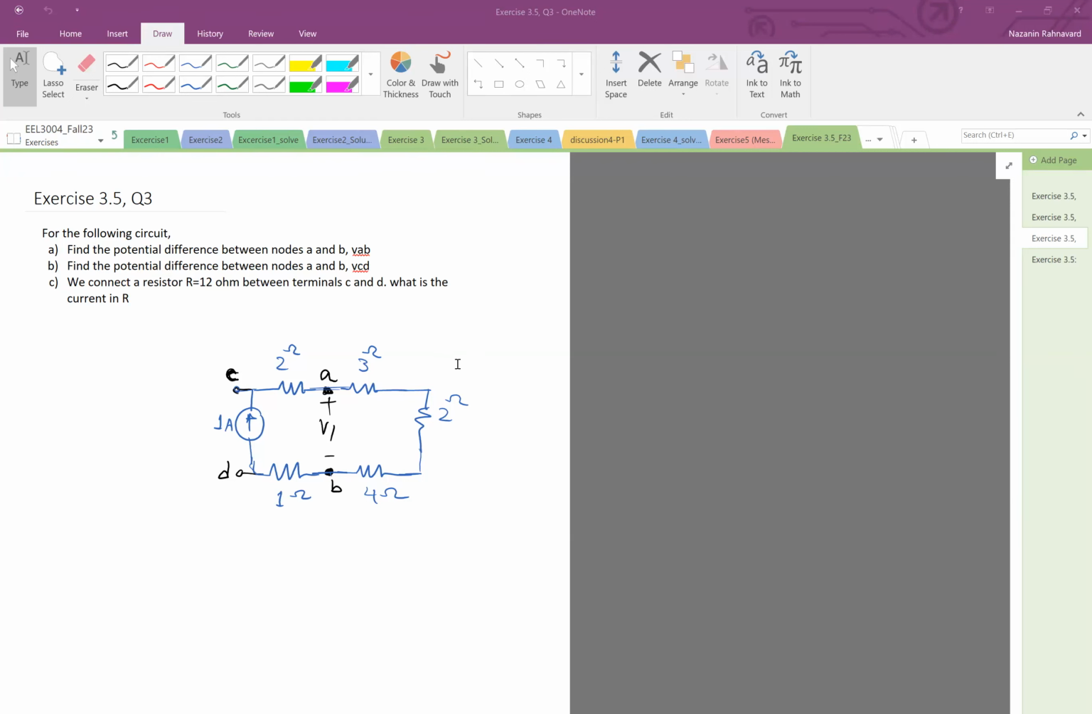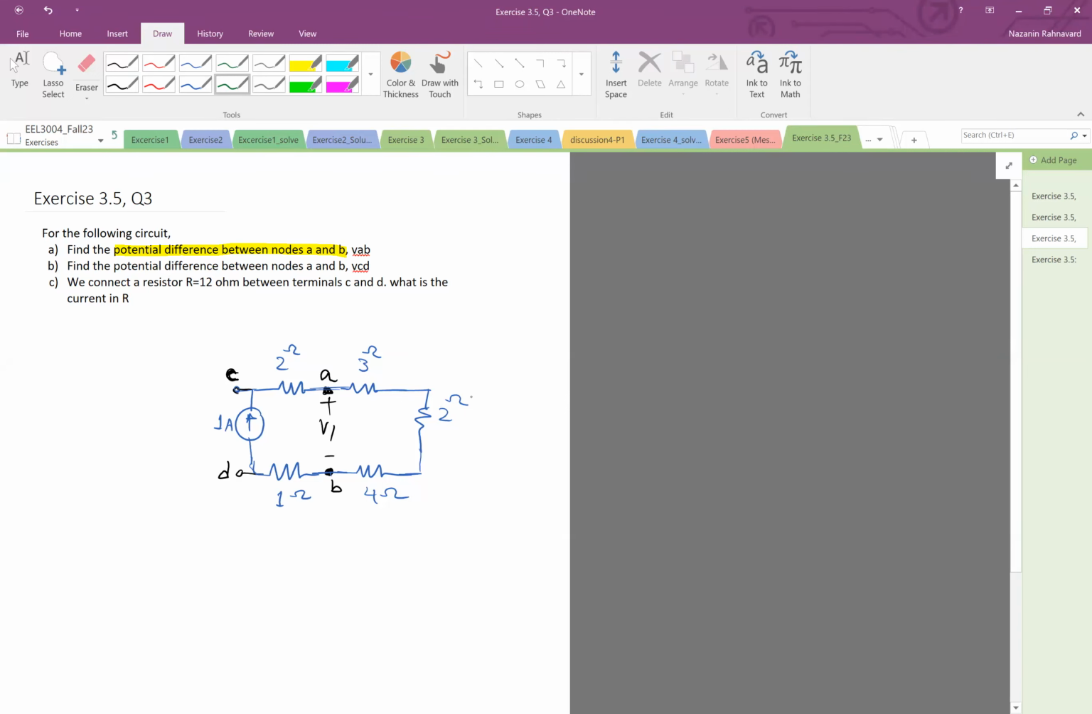So for the following circuit, find the, okay, this is important, potential difference between nodes A and B. As you know, when you have a circuit, any point will have a potential. This potential could be with respect to a reference, but it has a potential.